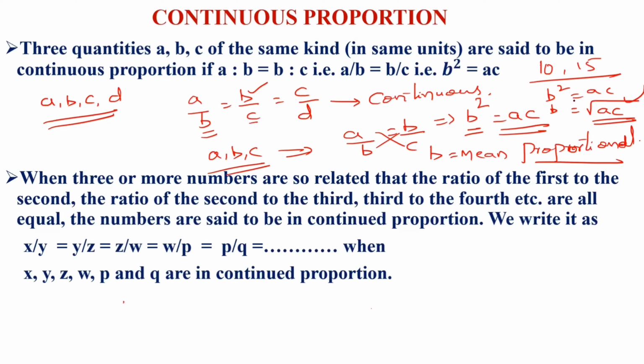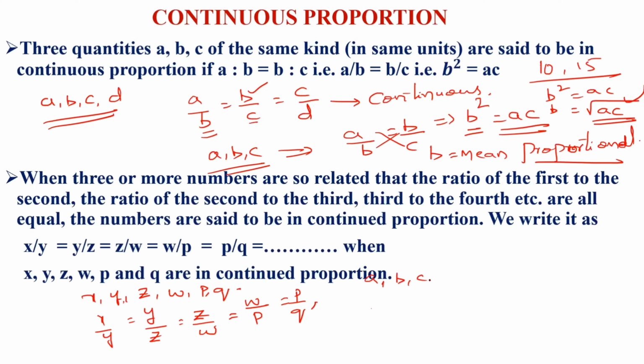If X, Y, Z, W, P, Q are in continuous proportion, then X by Y is equal to Y by Z is equal to Z by W is equal to W by P is equal to P by Q. Or if A, B, C, D, E, F are said to be in continuous proportion, then A by B is equal to B by C is equal to C by D is equal to D by E is equal to E by F.